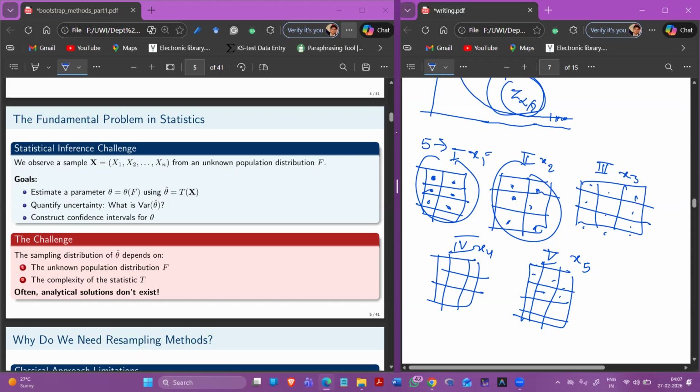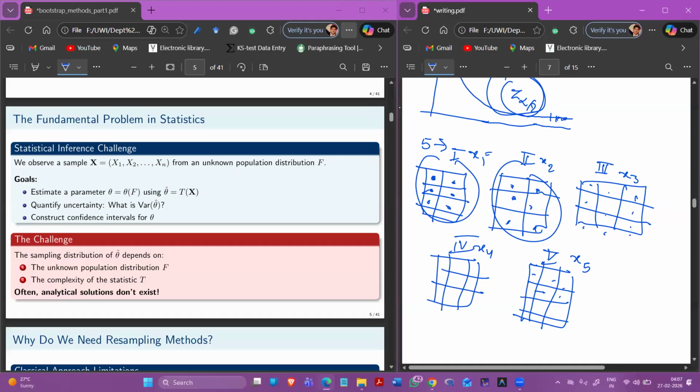So at that time, what will happen? I have the restriction. I cannot go for collecting samples again and again at that time. Are you getting my point? What I'm trying to say?